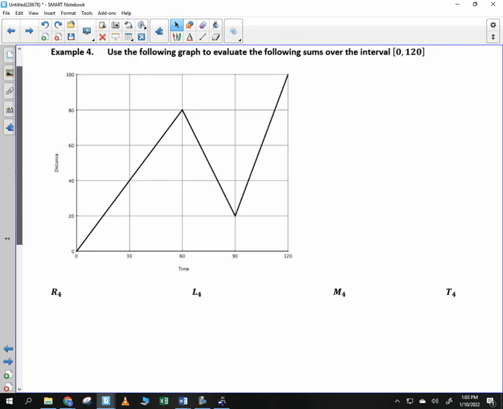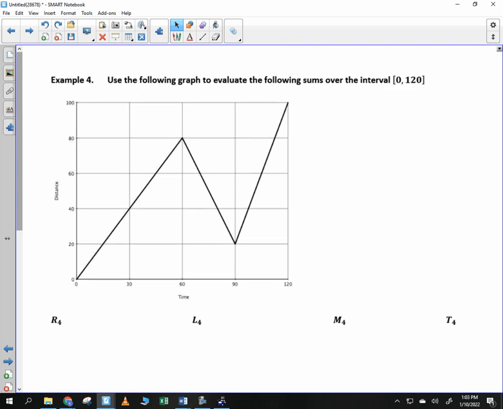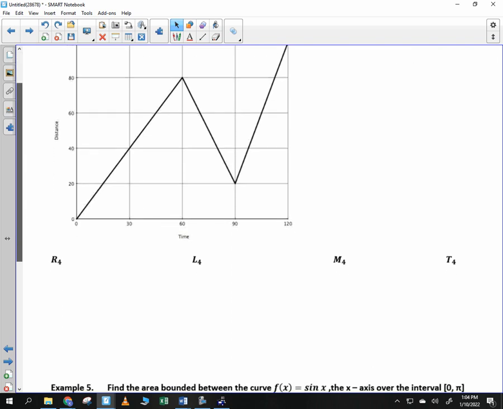So what's different about this example, example 4? You're just given a graph, right? You're not given a table of values, and you're not given a function rule. And so I'm just going to do one of these with you, and I'm going to do M4. What does M4 mean again? M sub 4? The midpoint sum for 4 intervals. What is the length of our interval?